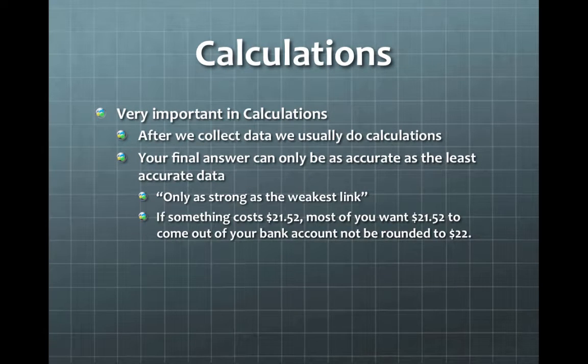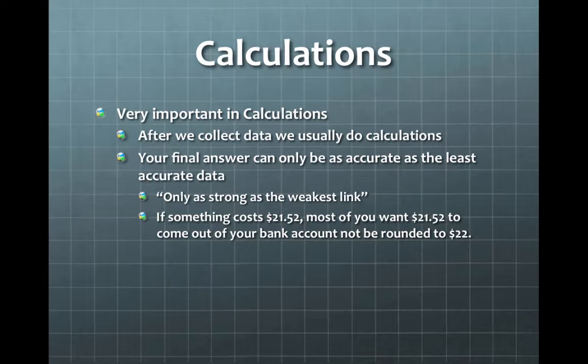Significant figures are very important in calculations because we usually are going to do calculations with our data. Where this comes into play is your final answer can only be as accurate as your least accurate data. So I always like to say you're only as strong as your weakest link. So if one of your data is not very accurate, they were using one of those rulers without the tenths mark, they were using a thermometer that didn't have degree markings on it.